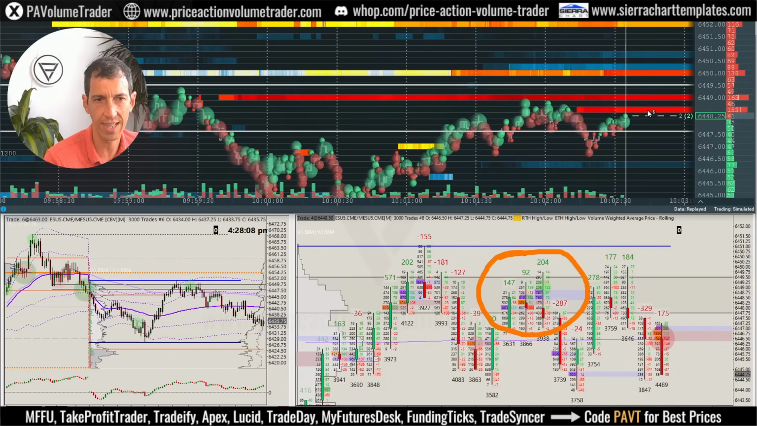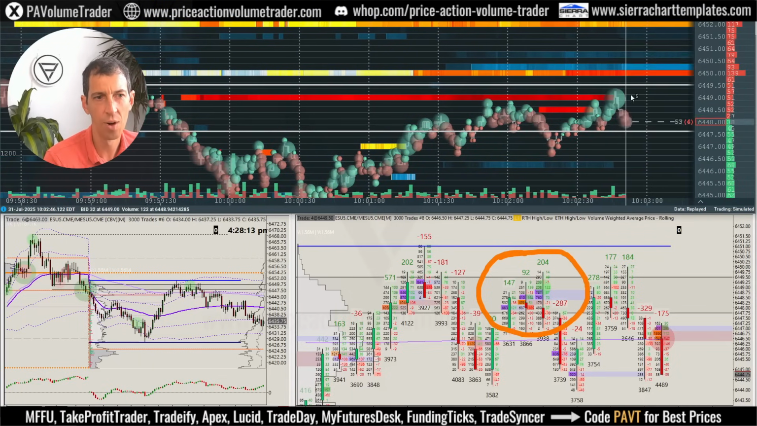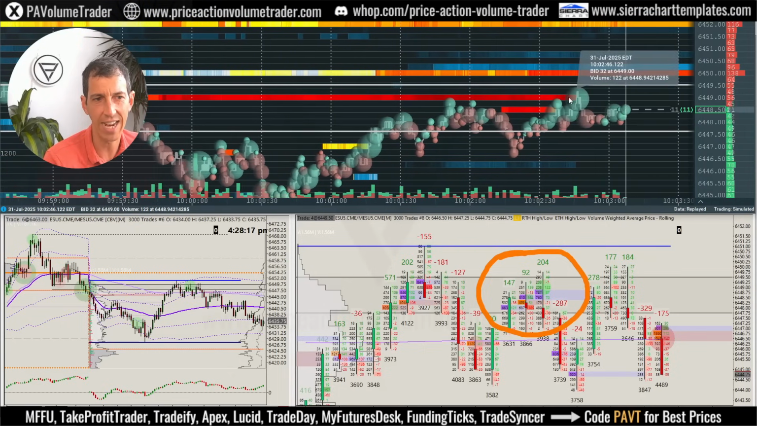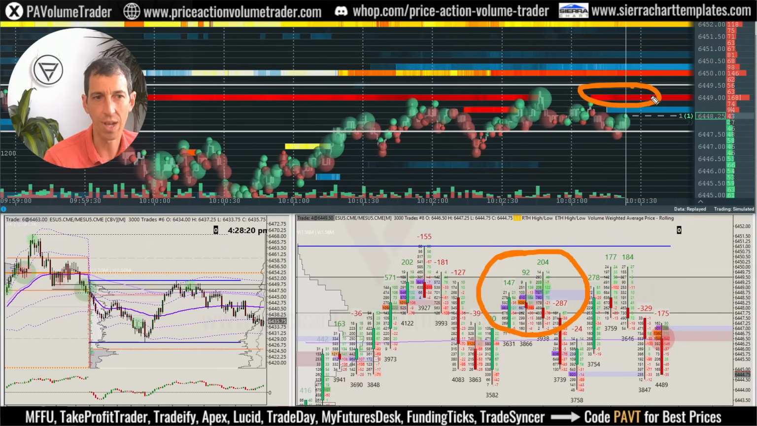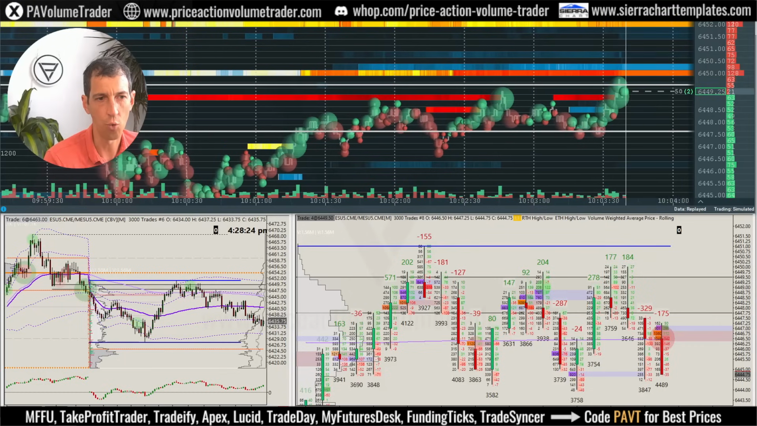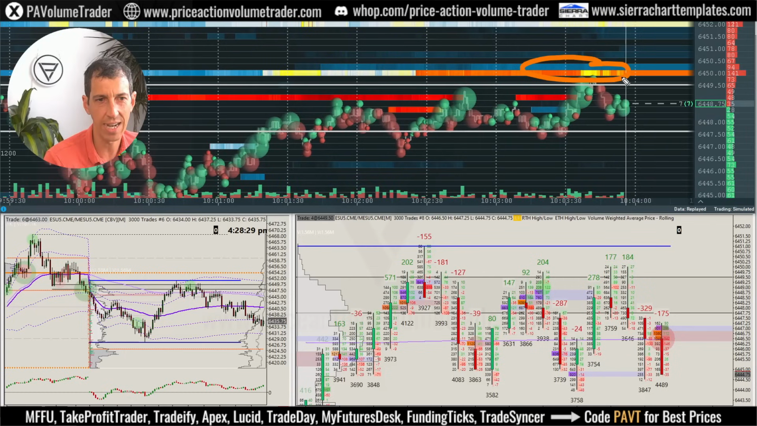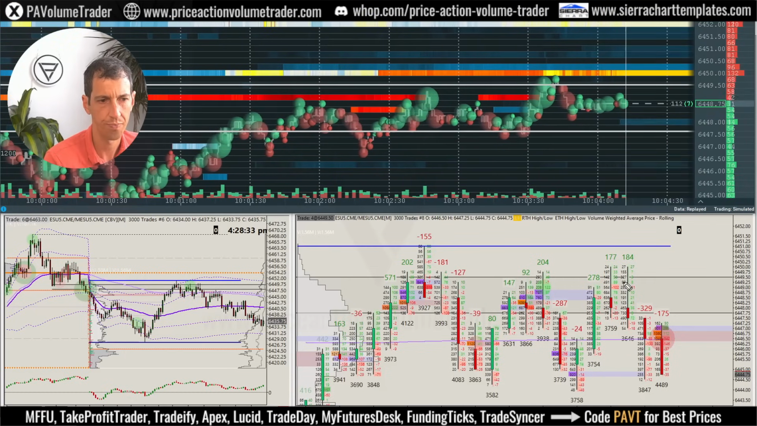64.48.50, they're loading that area up as well. We just cleared that level right there again. 64.49 hit again, and all those absorbed, and now reloading once again. 64.49 reloaded once again. Big aggressive buying. Now 64.50, big liquidity as well.